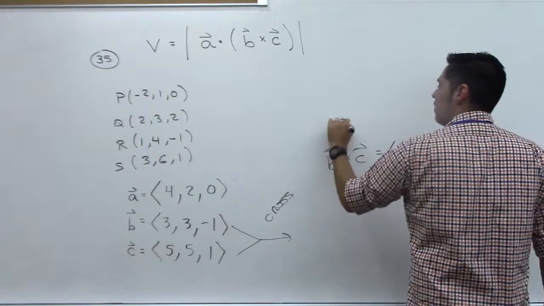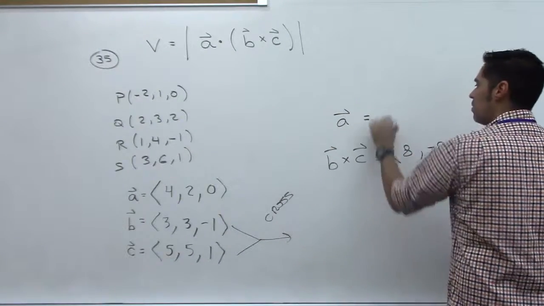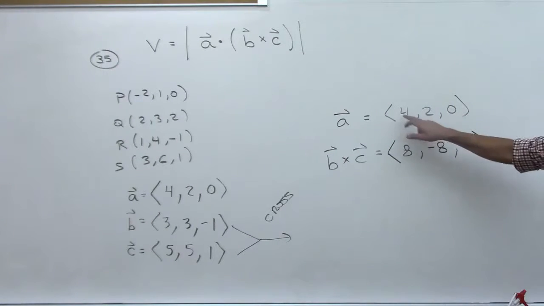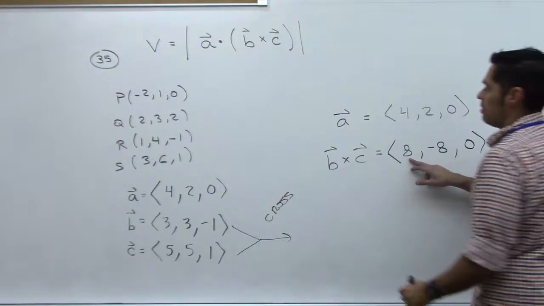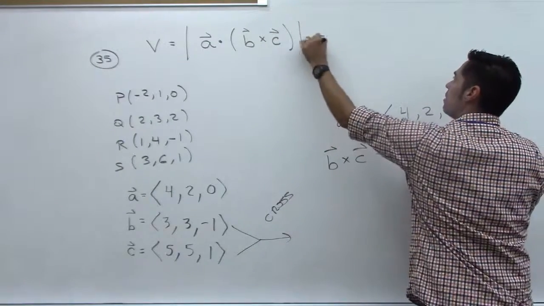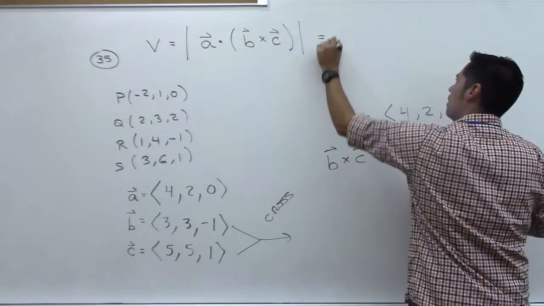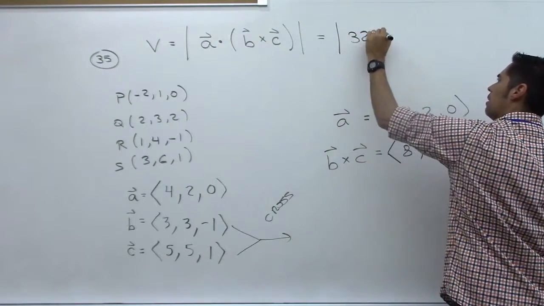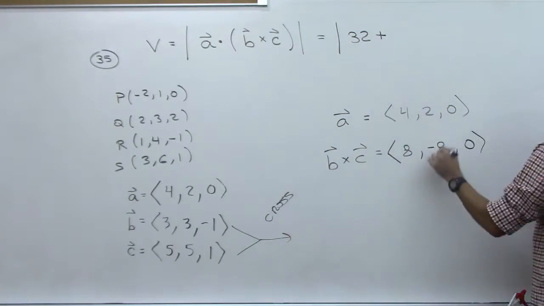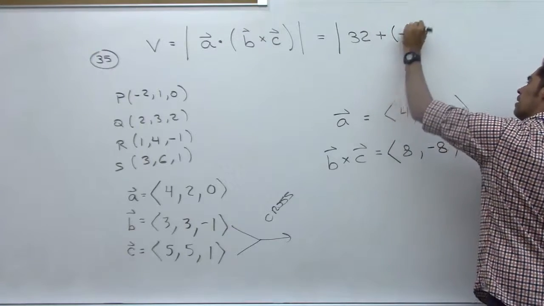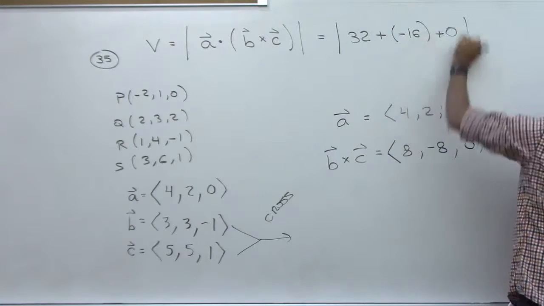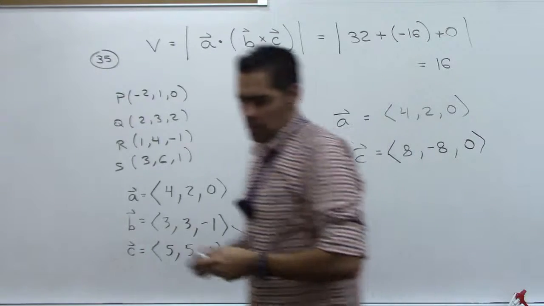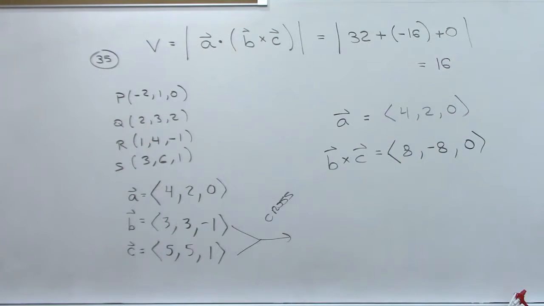And then I want to dot that with A, which was 4, 2, 0. So the dot product's a lot easier. 4 times 8, right, is 32. So this is going to be the absolute value of 32 plus, let's see, negative 16, and then 0. So that's just 16. So the volume of that parallelepiped is 16 units.